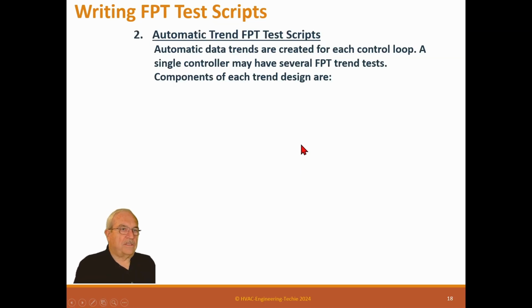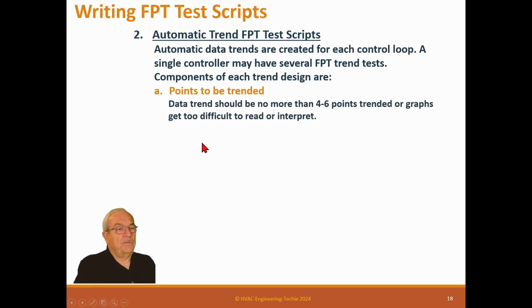Automatic trend test. Automatic data trends are created for each control loop. A single controller may have several functional trend tests. Components of each trend test are points to be trended. Data trends should be no more than 4 to 6 points trended, or graphs get too difficult to interpret. So what we're saying there is if you're going to trend 4 or 5 points, you can figure that out. If you want to put 20 points on a graph, the graph actually tries to pick colors and they get too close. It just gets way too complicated to read. So you've got to limit the number of points you're going to actually test.